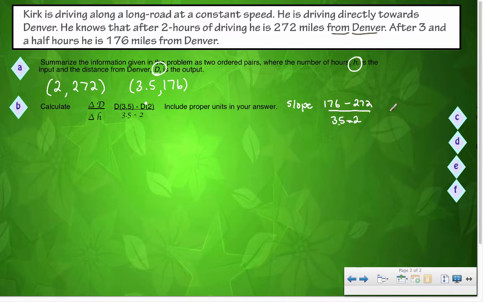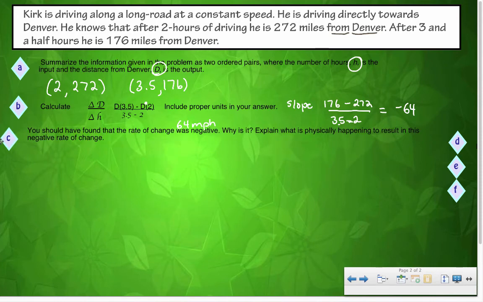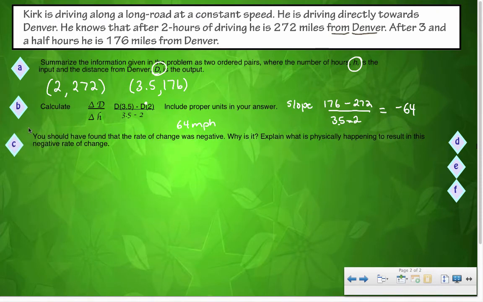Oh, my pen's not cooperating. When I divide that out, I get -64. So do you understand what that means? It means he's closing in on Denver at a rate of 64 miles per hour. Every hour, he can take 64 miles off his distance because he's getting closer and closer. So that's what I just explained. Why is it negative? Because the distance is getting smaller.